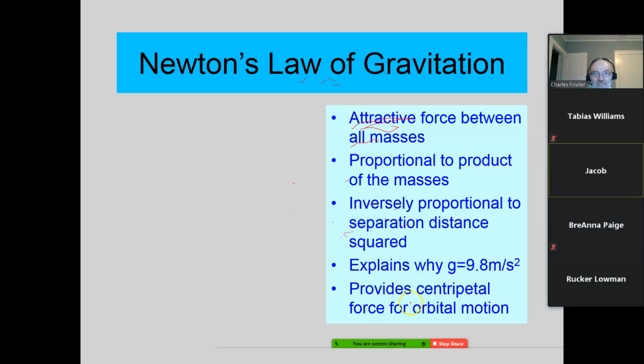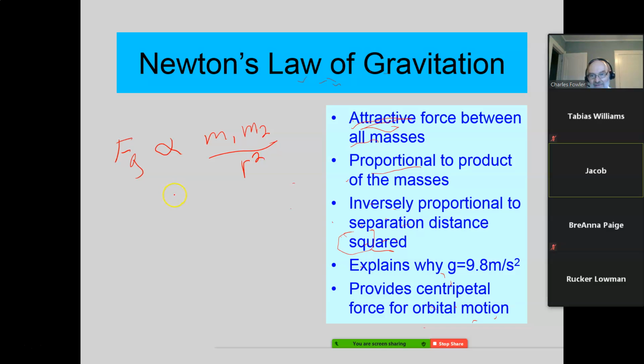Now, the law of gravitation is proportional to the product of the masses. So the force due to gravity, I'm going to call that F sub g, is proportional to the product of the masses, m1 times m2. Hang on to these concepts. We're going to be using them in today's lab. It's inversely proportional to the separation distance squared, so it'll be inversely proportional to r squared, where r is the separation distance.